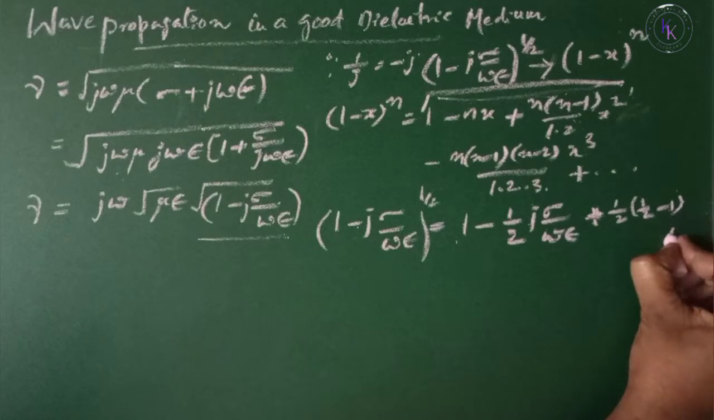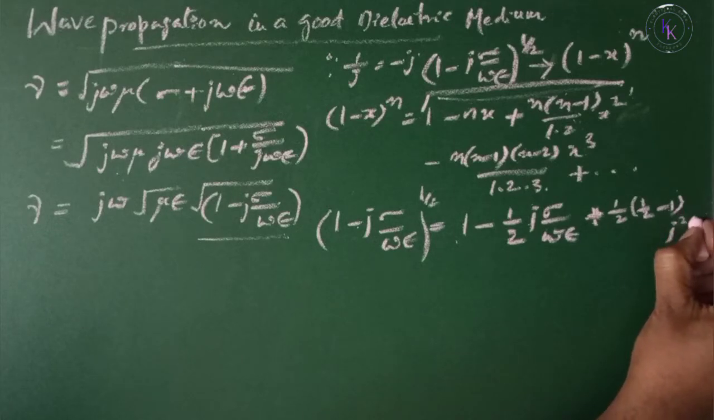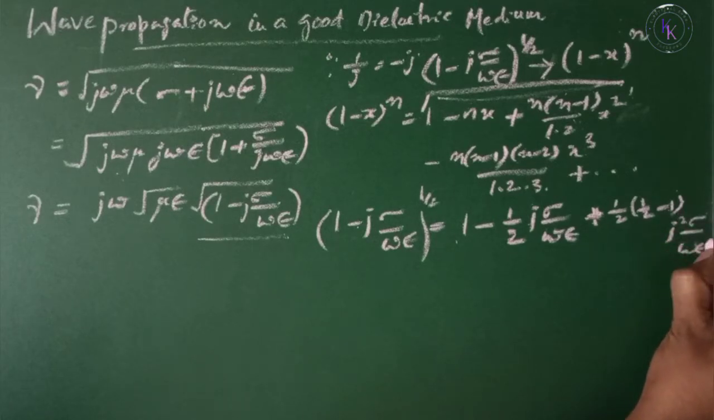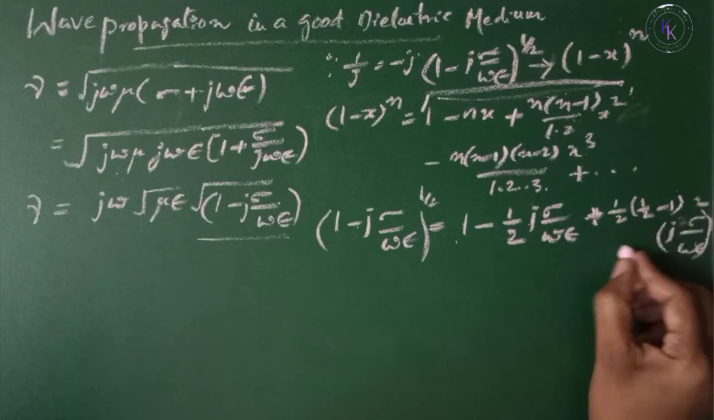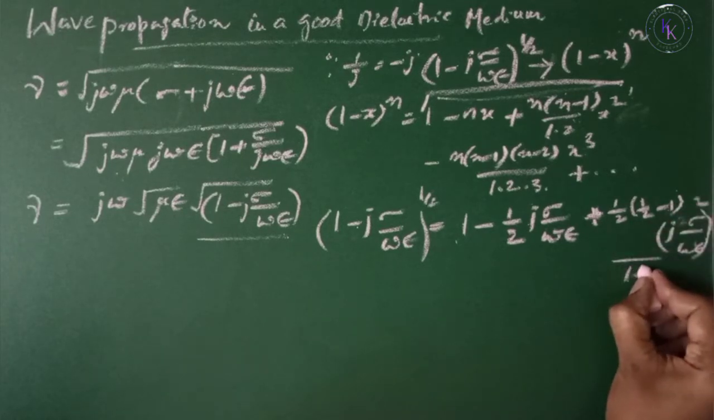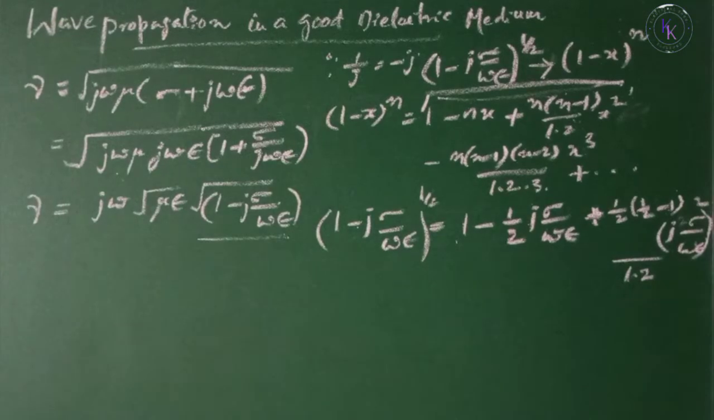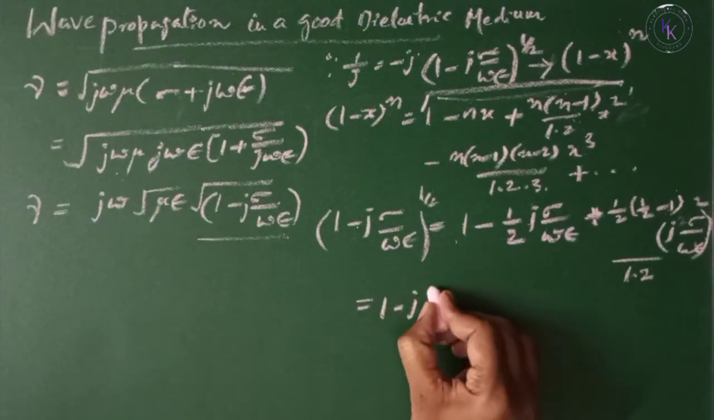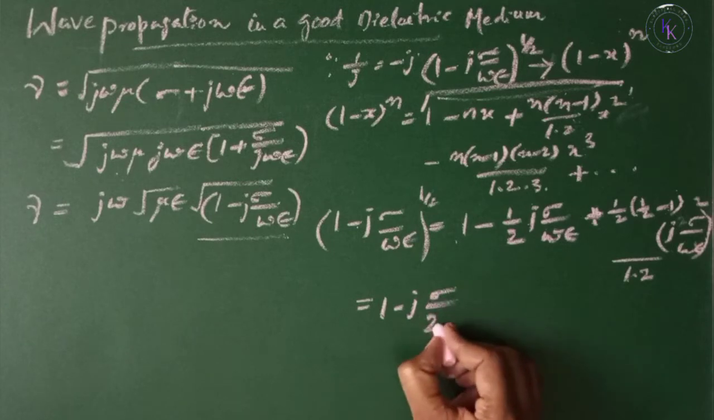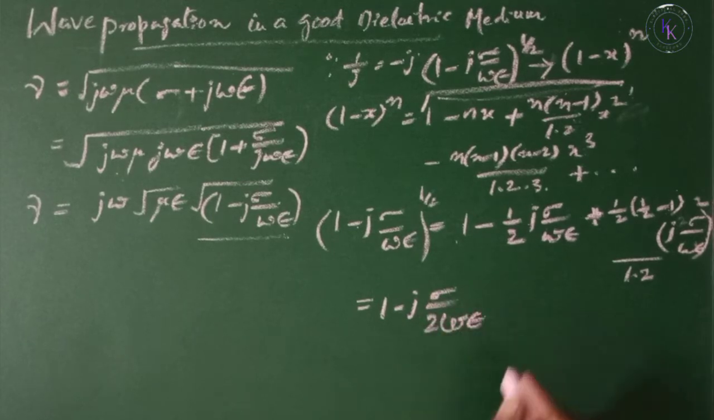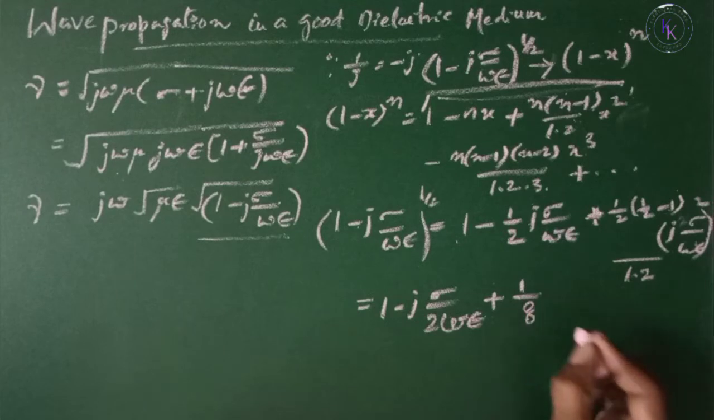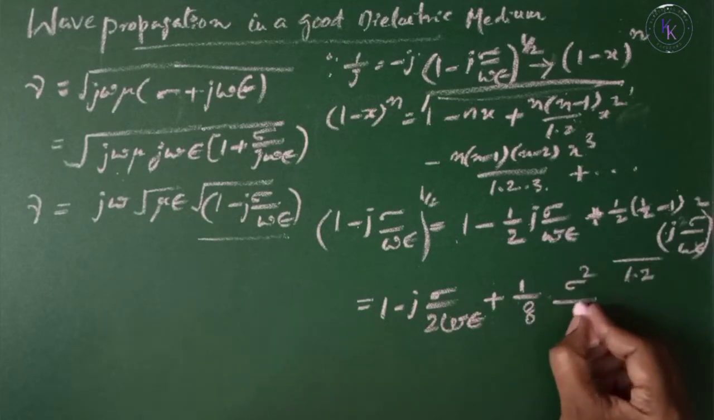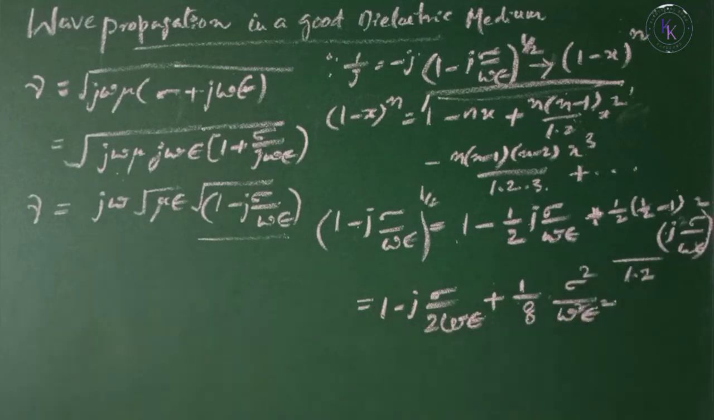plus half into (half minus 1) into x square, where x square is j square times (sigma by omega epsilon) whole square, divided by 1 into 2. Now let's find this value: 1 minus j sigma by 2 omega epsilon plus sigma square divided by 8 omega square epsilon square.